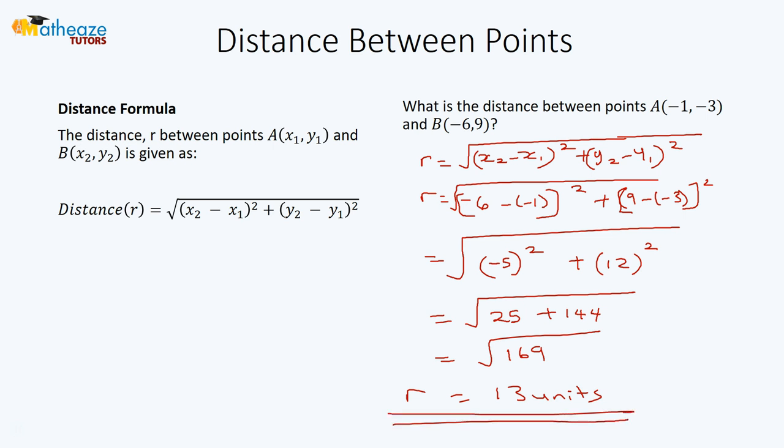So these are the steps we follow to find the distance between 2 points on the same coordinate plane.